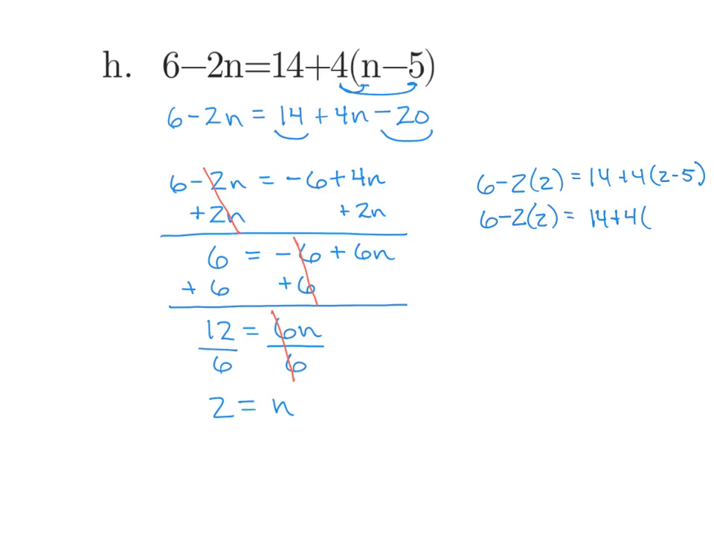2 minus 5, we do have different signs, so we are going to subtract, keep the sign of the larger number. We get -3. I can do my multiplication. We get 6 minus 2 times 2 is 4 equals 14. 4 times negative 3 is negative 12. And finally, 6 minus 4 is 2. 14 minus 12 is 2. This checks out, so our solution is n equals 2.